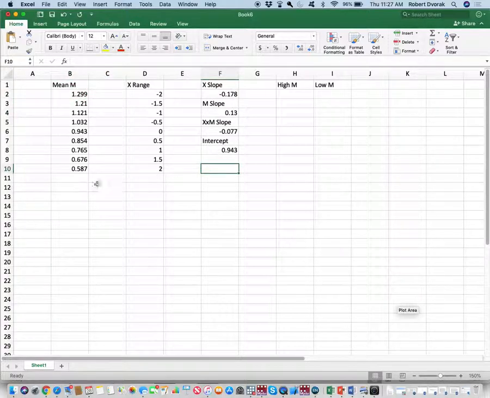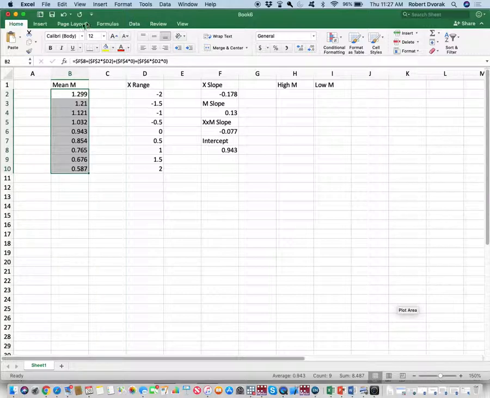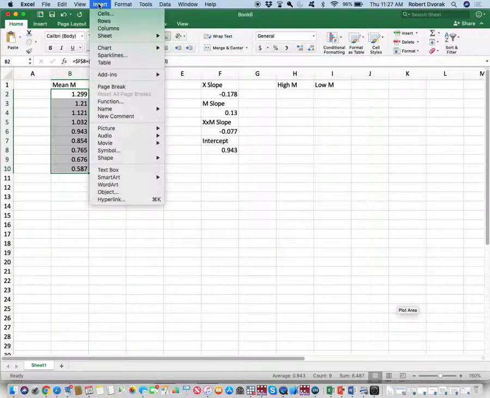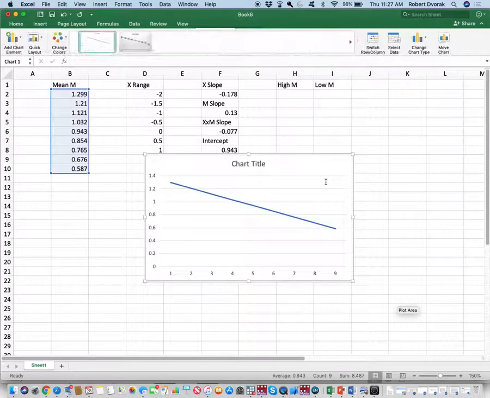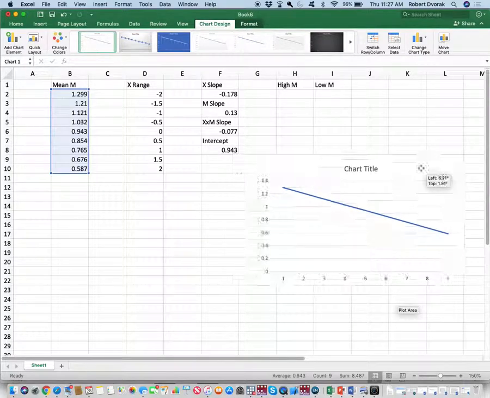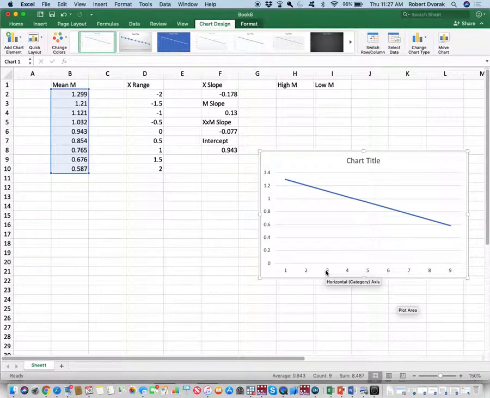Okay, perfect. So we can graph this right now, right? Let's highlight this. Let's go insert, chart, line. There it is. Looks beautiful. Let's tie this. Let's go select data.